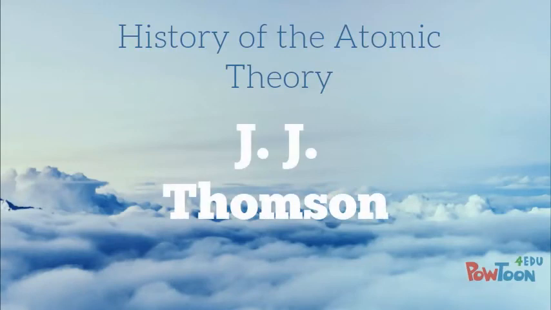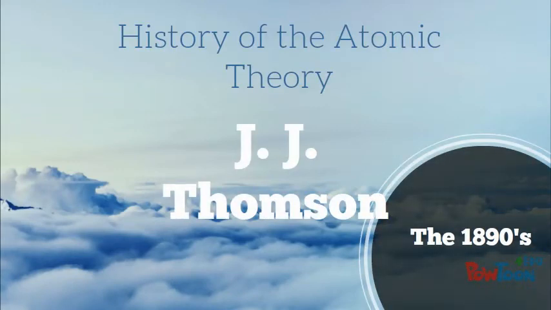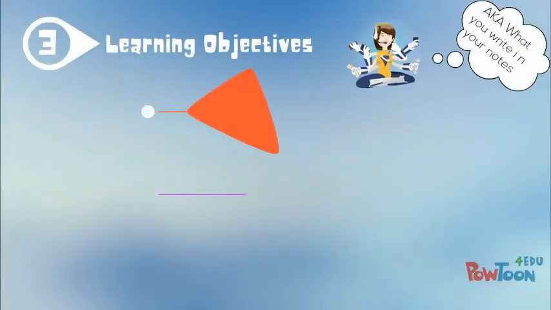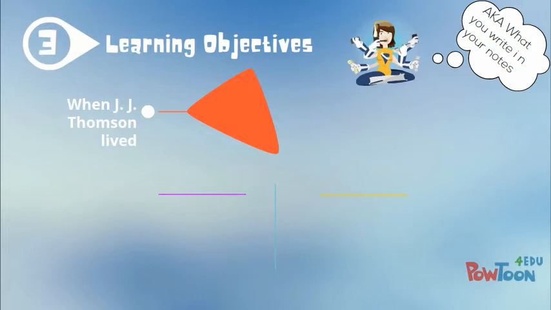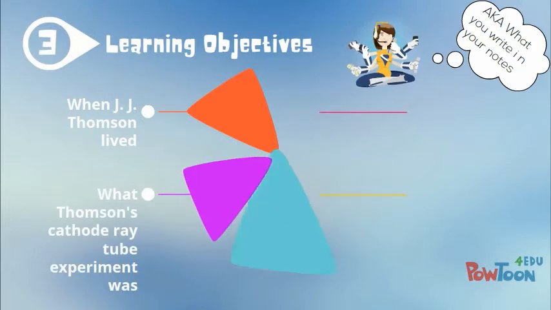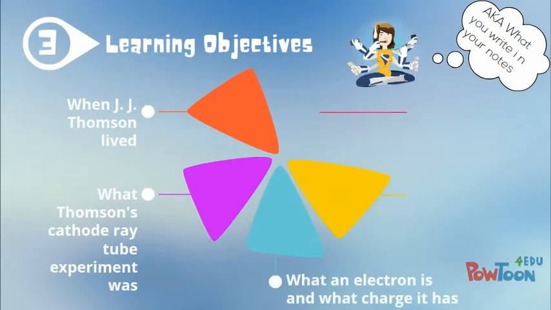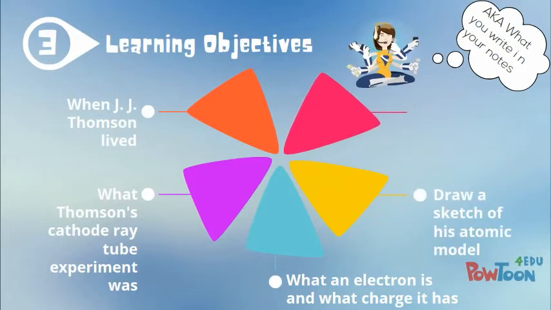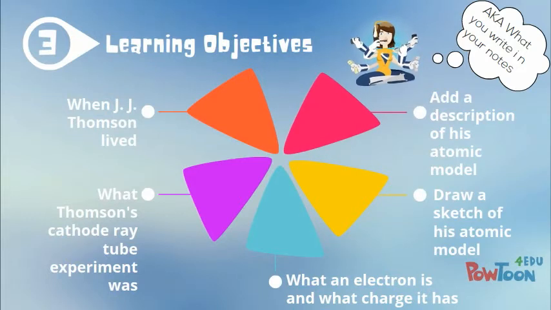History of the Atomic Theory, J.J. Thomson, the 1890s. Here are the learning objectives, what you should put in your notes. When J.J. Thomson lived. What is Thomson's cathode ray tube experiment? What an electron is and what charge it has. Draw a sketch of his atomic model and add a description of his atomic model.